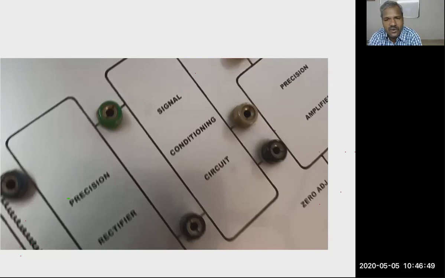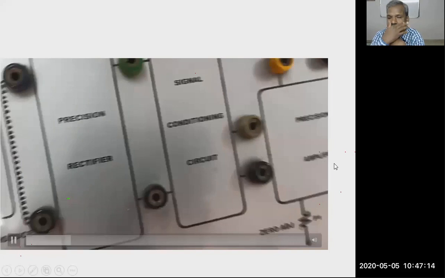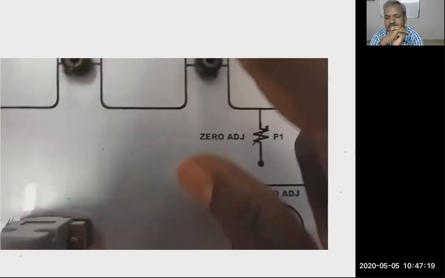So what is the major advantage? The precision rectifier will rectify a voltage even lesser than 0.7 volt. If you use a bridge rectifier, it will convert the AC into DC only above 0.7 volt. That is the major drawback. That's why we use the precision rectifier for its advantage here, converted into a suitable DC output. So, signal conditioning.